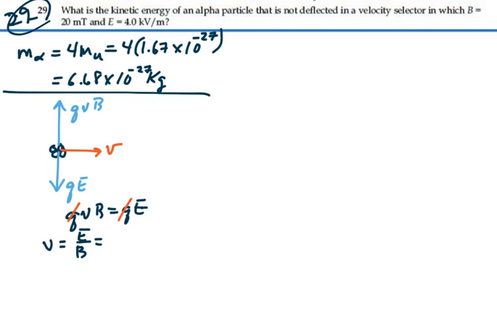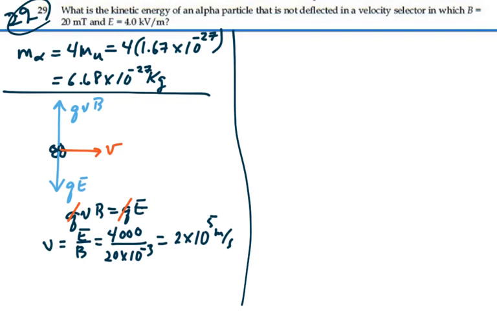In this case, that would be 4,000 volts per meter over 20 millitesla. So that's going to be 4 divided by 20, which is 0.2 times 10 to the 6, which would be 2 times 10 to the 5 meters per second. So that is the velocity of our alpha particle.